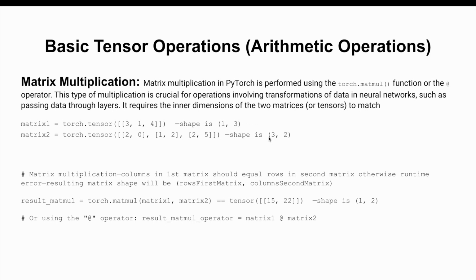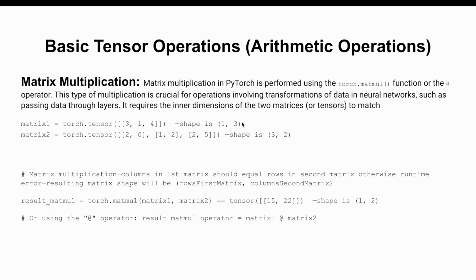If this is a 5, this should be a 5. If this is a 7, this should be a 7. If this is a 10, this should be a 10. If this is 20, this should be 20. So these two must match. Otherwise, you'll get a runtime error because you cannot matrix multiply if the inner dimensions of the two tensors do not match.